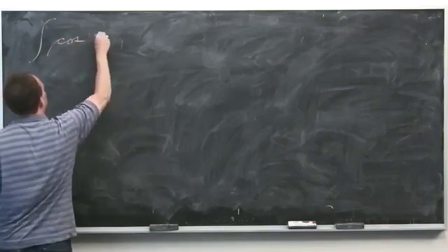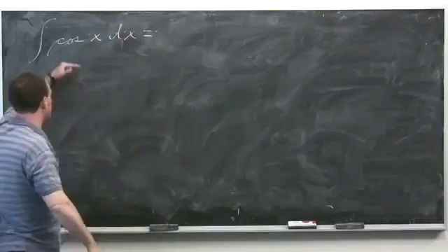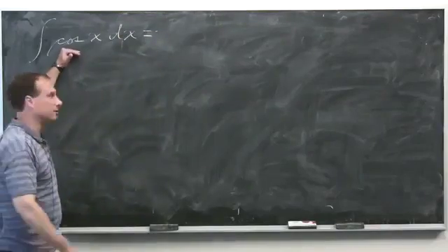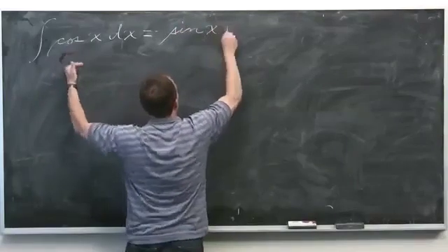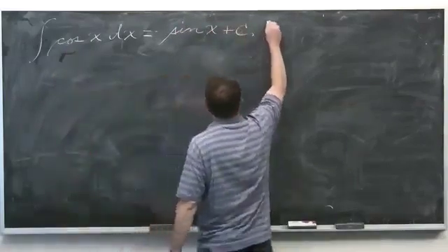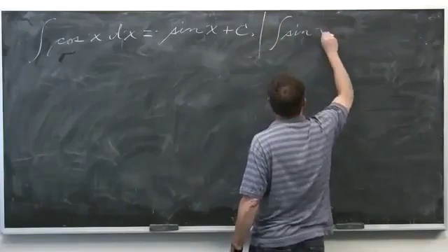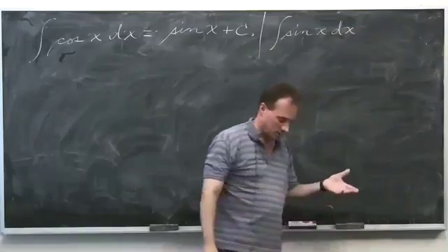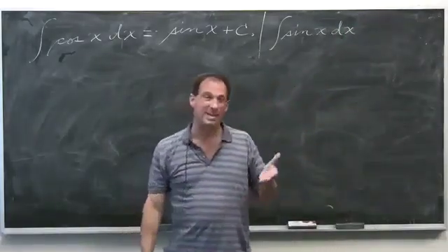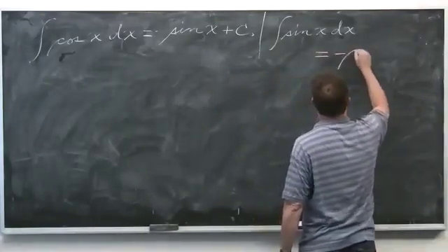Like the antiderivative of cosine of x. Something whose derivative is cosine. Sine. The derivative of sine is cosine. And then you put in a plus c. And then, well, what's an antiderivative of sine? Something whose derivative is sine. That's not so easy. The derivative of cosine is negative sine.